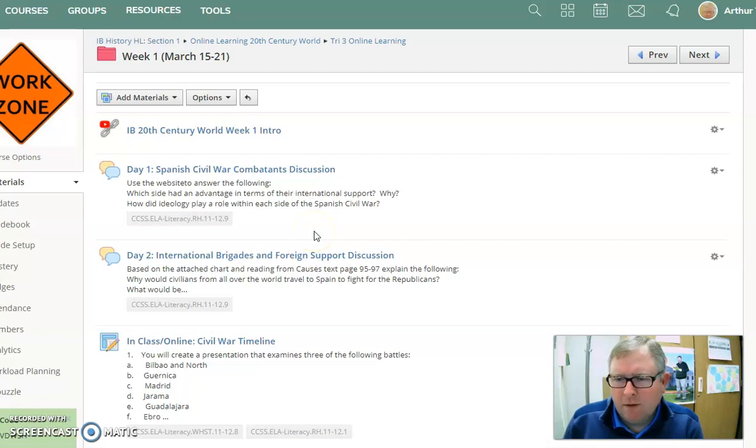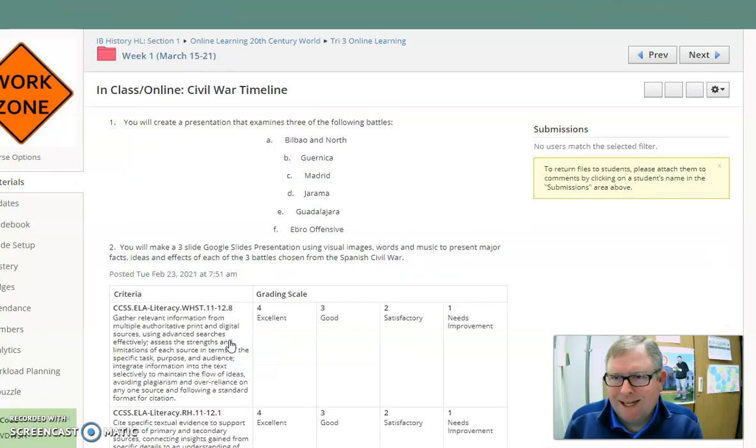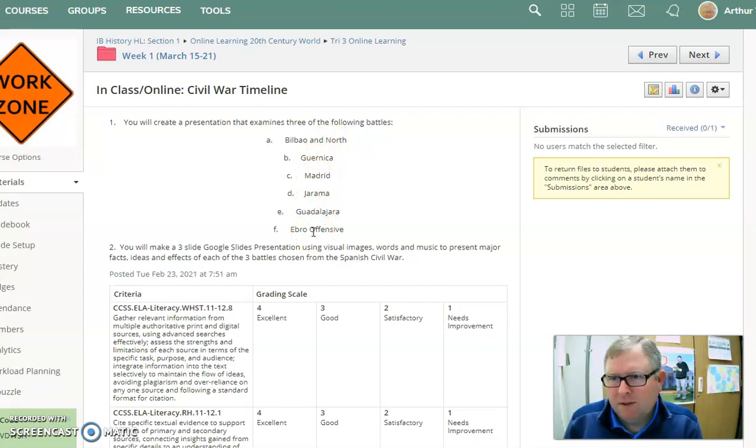But the majority of what you'll do Monday and Tuesday is work on this timeline, which is a summative. What you're going to basically do is create a presentation looking at three of these battles. So these are the major 6 battles that occurred during the Spanish Civil War.